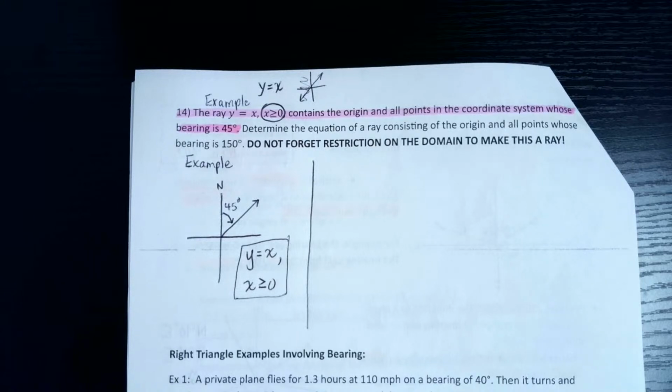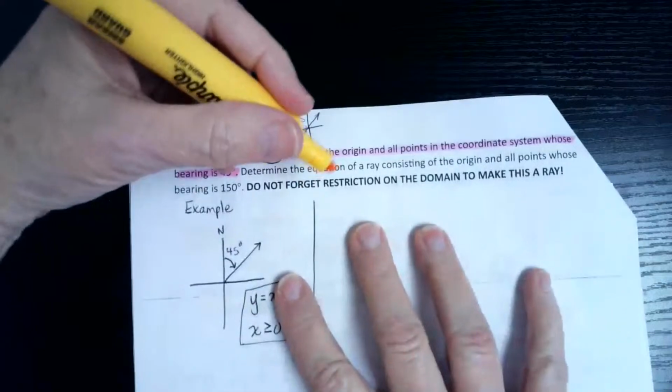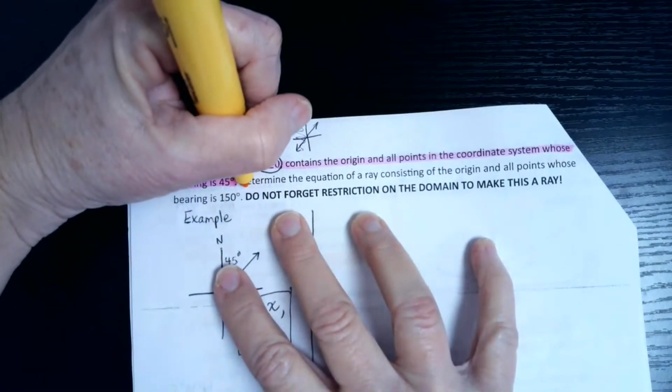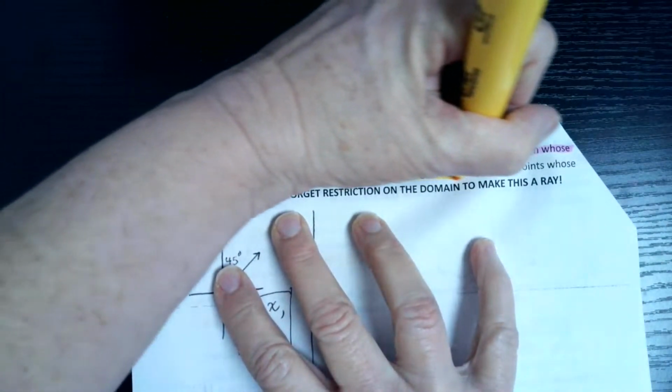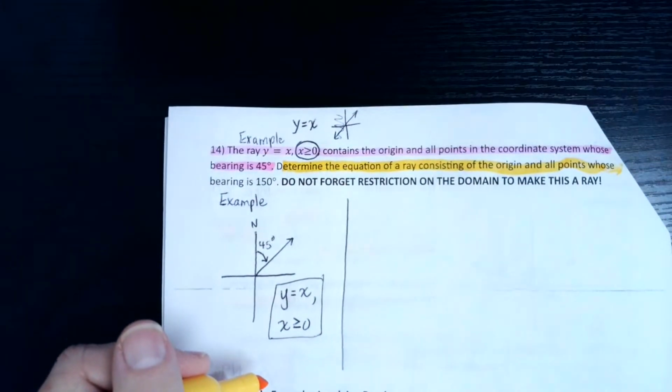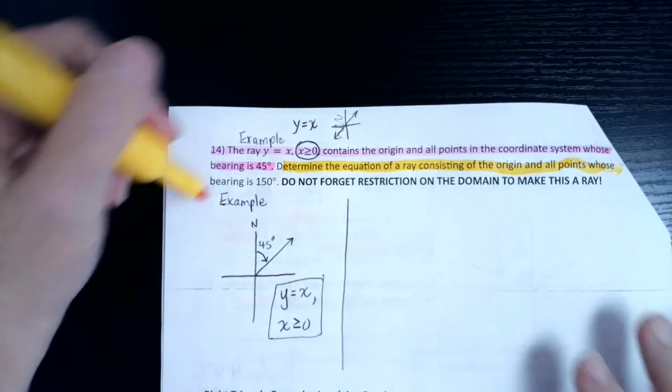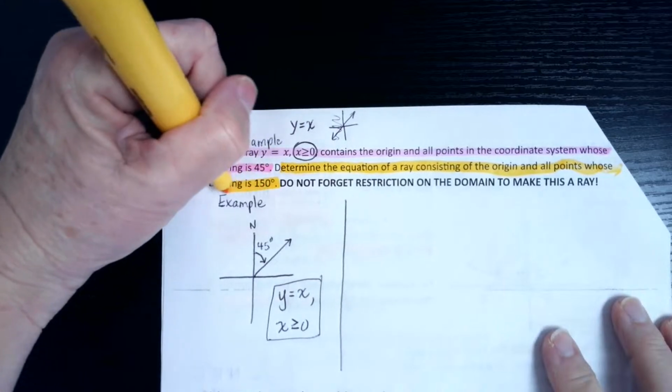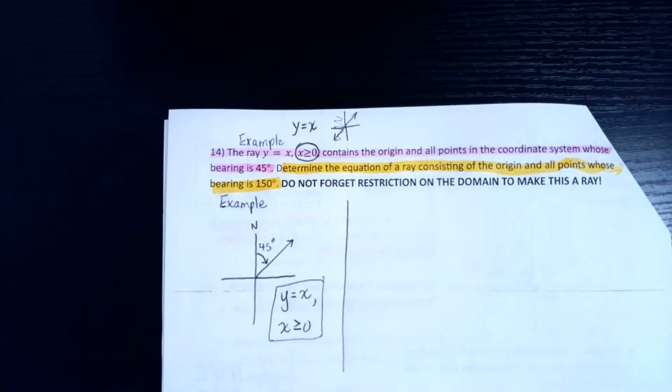Kind of got an idea what we're talking about now, a little bit better than we did right before we went into the pledges there. So the next sentence is asking you to determine the equation of a ray consisting of all points whose bearing is 150.